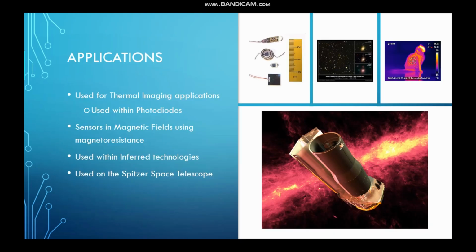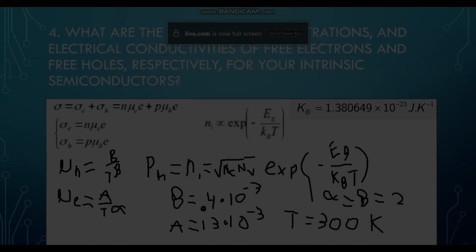InSb is used within several fields of technology, including thermal imaging applications, mainly photodiodes, sensors in magnetic fields using magnetoresistance, and infrared technologies, including the Spitzer Space Telescope.